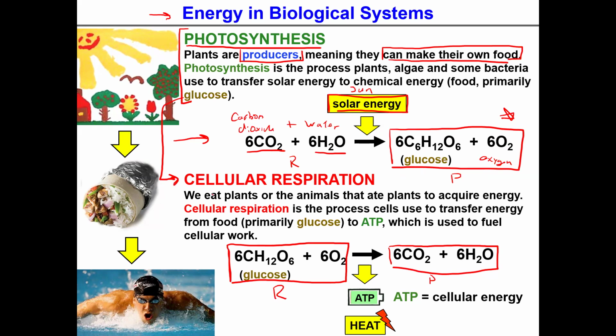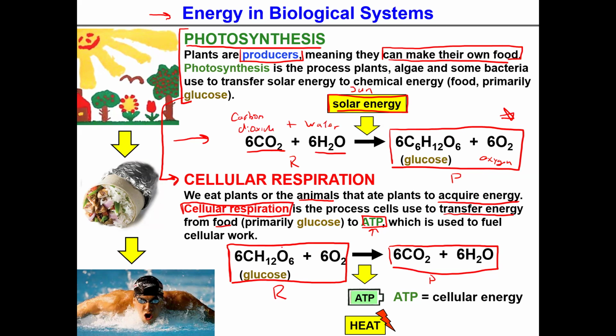Now, when it comes to cellular respiration, again, we eat plants or we eat animals that eat these plants in order to acquire our energy. Remember, we need calories, or something high in calories, in order to produce the energy that we need to maintain our functions. So this is known as our cellular respiration. This is the process in which cells transfer energy from food to ATP. Now, ATP is really important because this is our energy dense molecule.